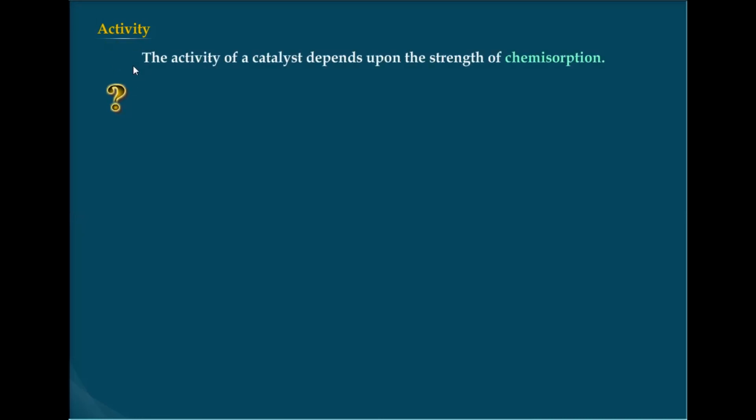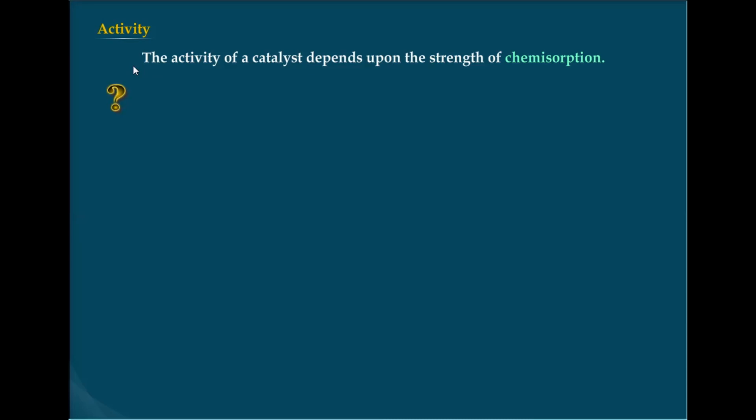What is activity? The activity of a catalyst depends upon the strength of chemisorption to a large extent. That is, the reactants must get adsorbed reasonably strongly on the catalyst to become active. It should get adsorbed, but the adsorption should not be too strong. That is, if it is adsorbed so strongly, then it will get immobilized and other reactants are left with no space on the catalyst surface for adsorption.